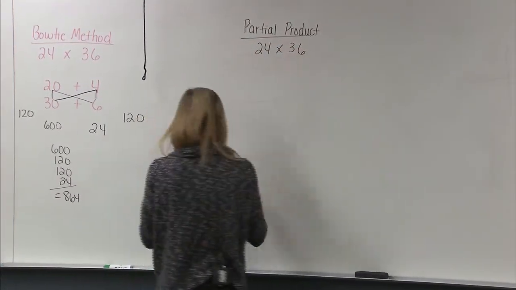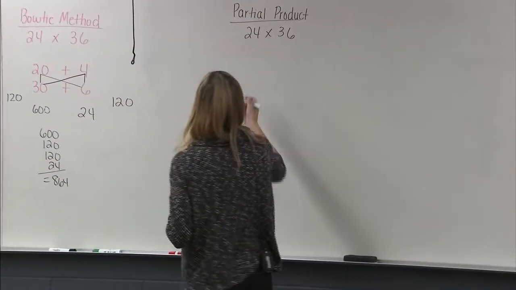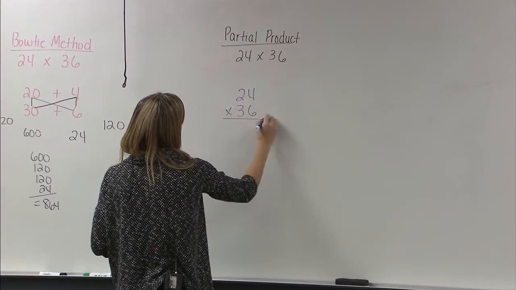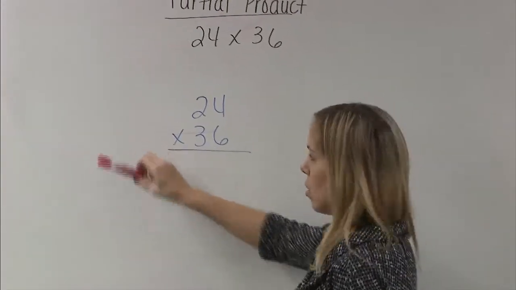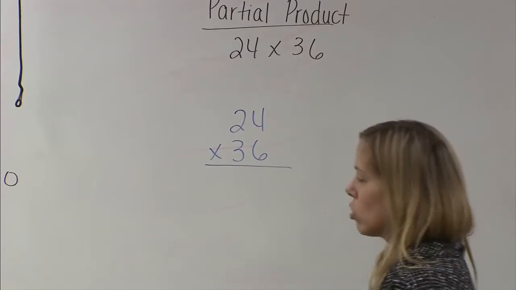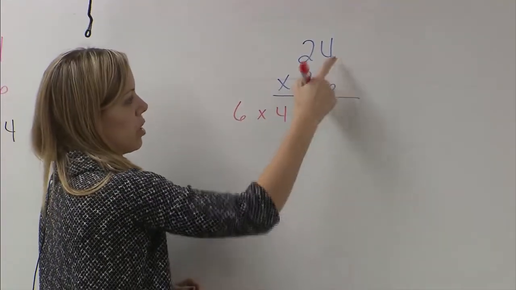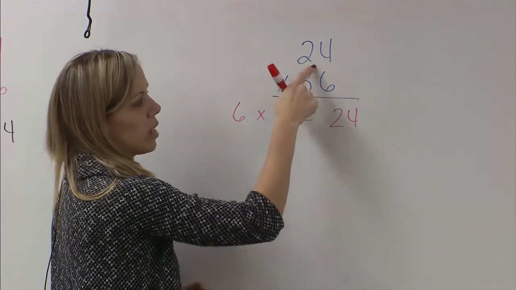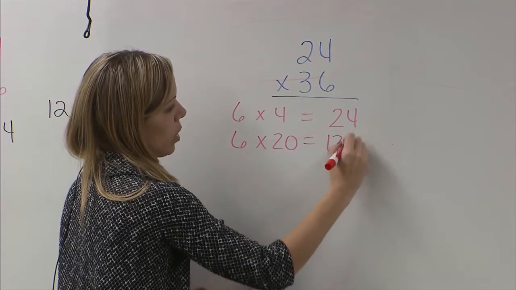And so students would start by setting this problem up just like we would when we were multiplying. So we would have 24 times 36. But instead what they're going to do is do each multiplication separately and then add them all together. So students would start by saying, okay, 6 times 4 is the first thing we would do, is 24. And then I have to multiply the 6 by the 20. So 6 by 20 gives me 120.